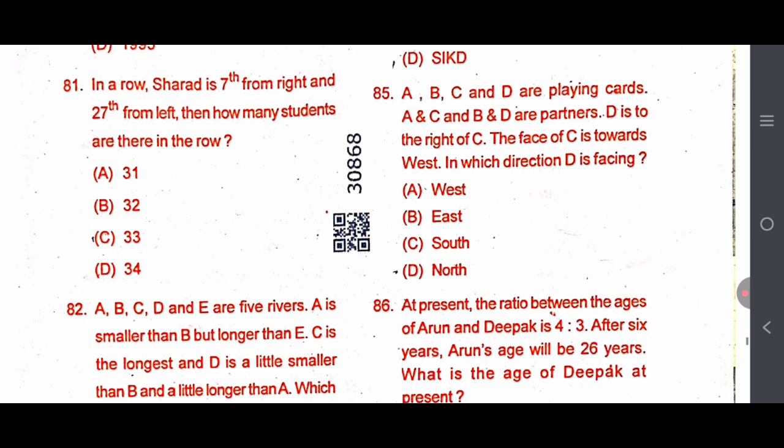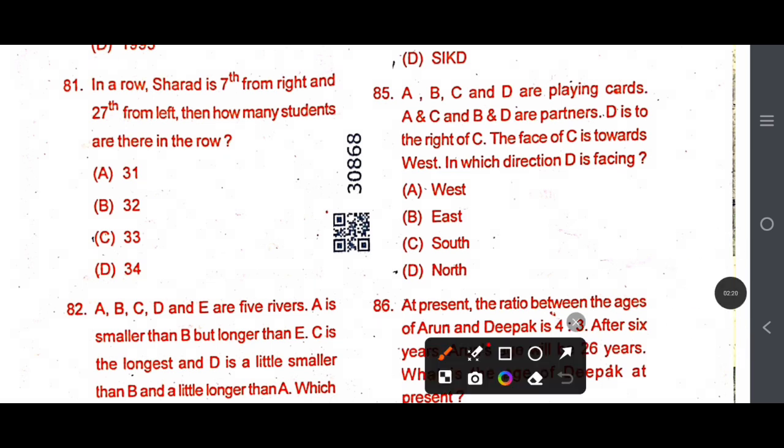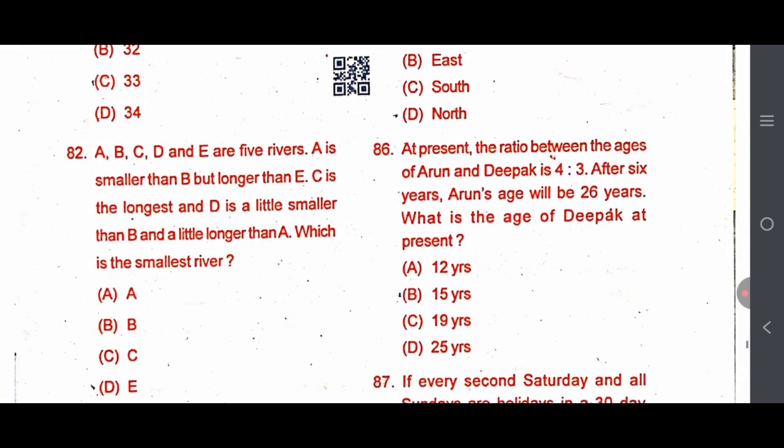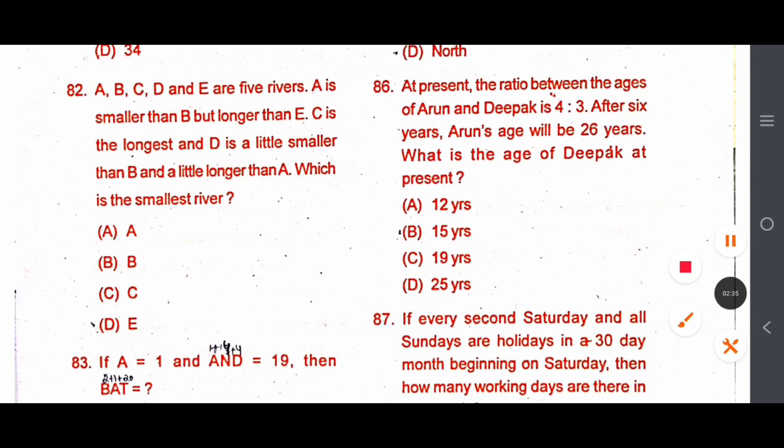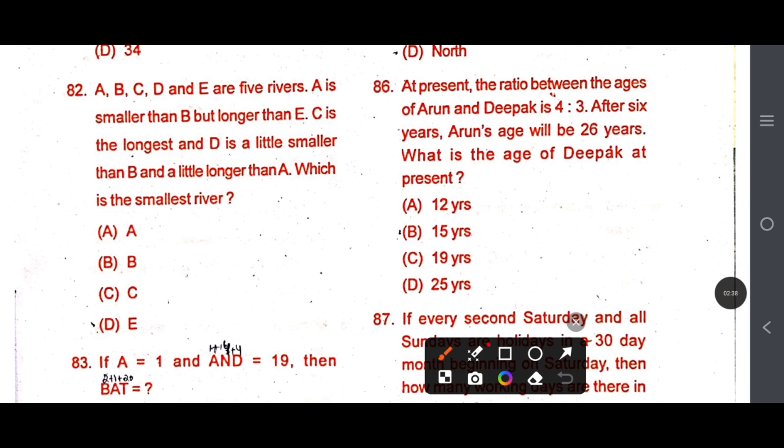A, B, C and D are playing cards. A and C, and B and D are partners. D is to the right of C, the face of C towards west. In which direction is D facing? The correct answer will be south. At present, the ratio between the ages of Arjun and Deepak is 4:3. After 6 years, Arjun's age will be 26 years. What is the age of Deepak at present? The correct answer will be 15.